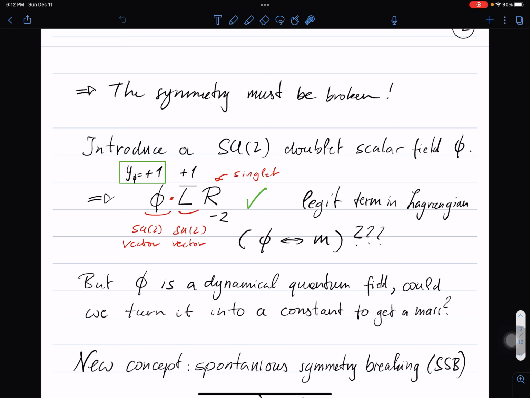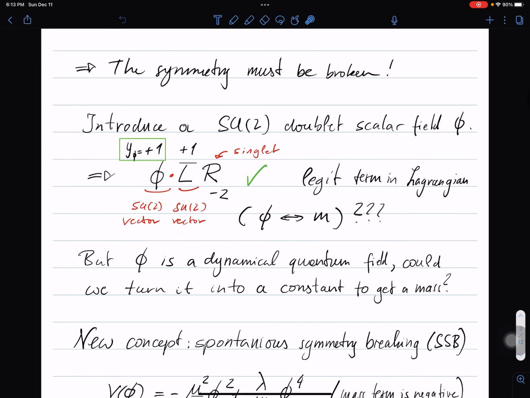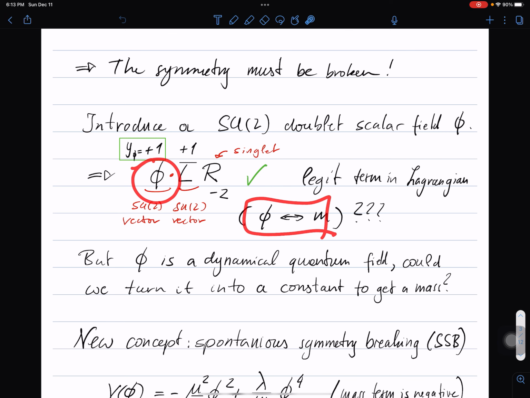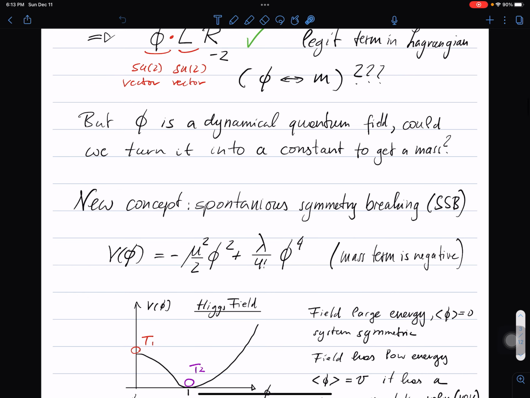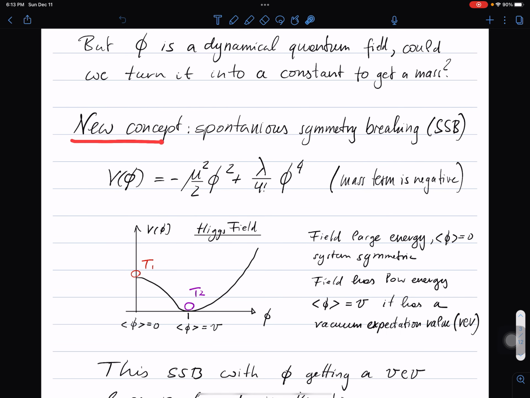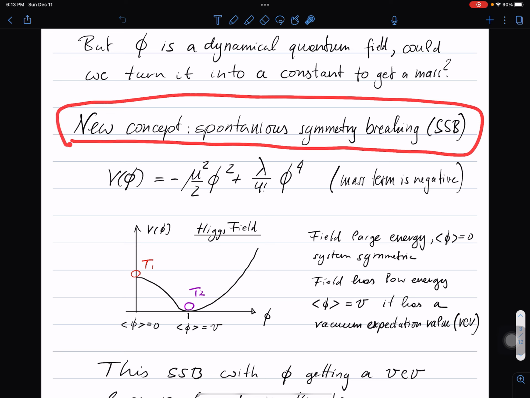That's good. You can combine this. And then we know that this has hypercharge minus 2, this has hypercharge plus 1 because there's a conjugation here. So we have a hypercharge minus 1 in this term. It needs to be compensated by another hypercharge from here. So we get a hypercharge plus 1 from here, which makes the whole thing again hypercharge neutral as well. So this is now a legit term for the Lagrangian. However, phi is a scalar field. How would we make it into a mass term? This is a good question, and we have to introduce a new concept, called spontaneous symmetry breaking.